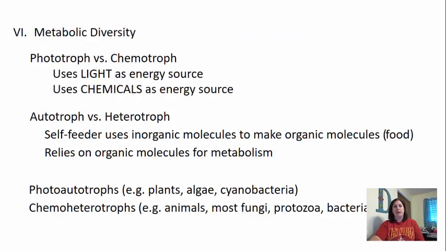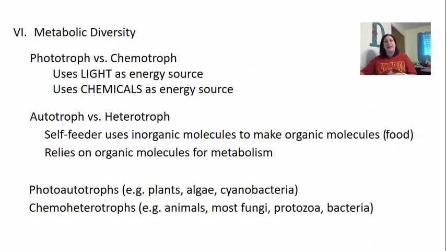Now the last little thing we want to look at is what we call metabolic diversity. And we hit a little bit of this when we were talking about the different organisms way back in Unit 1. So when we look here, there's what we would consider the phototrophs versus the chemotrophs. Phototrophs are going to use light as their energy source, whereas chemotrophs are going to use chemicals as their energy source. We also see that there's autotrophs versus heterotrophs. Remember that the autotrophs are the self-feeders. They use inorganic molecules to make organic molecules or food. These guys are going to be able to do either photosynthesis or chemosynthesis.